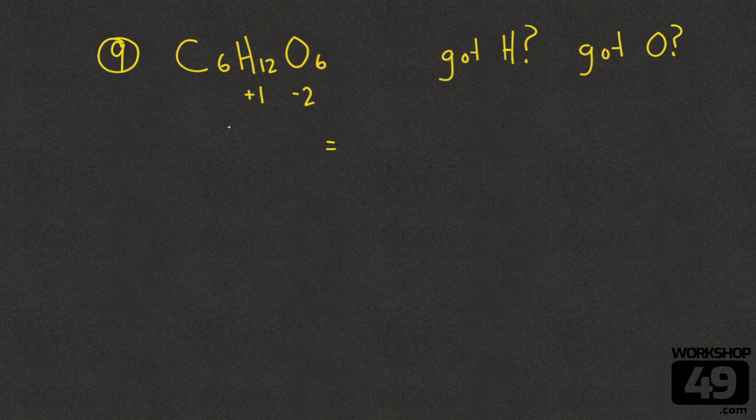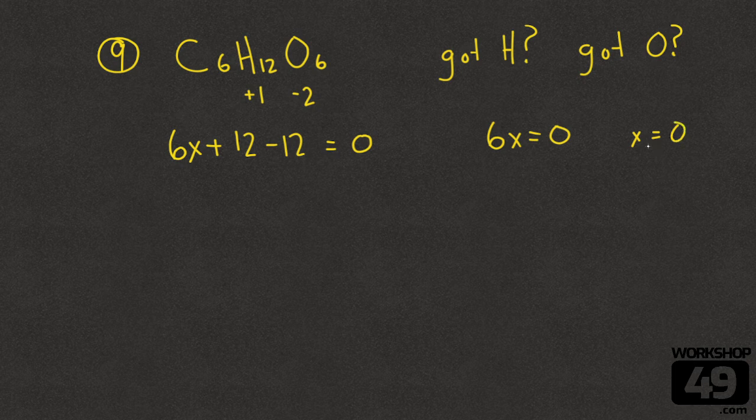We have 12 hydrogens that are +1. That's a 12. Our oxygens, we have 6 -2s, that's -12. This is going to equal 0, and we have 6 carbons. So we actually write this as 6x. Now, if we were working out this algebra, at the end we'd have to divide by 6, but here's the funny thing. Because it's 6x + 12 - 12 equals 0, we end up with 6x equals 0, and x equals 0. In the glucose molecule, carbon actually has an oxidation number of 0.